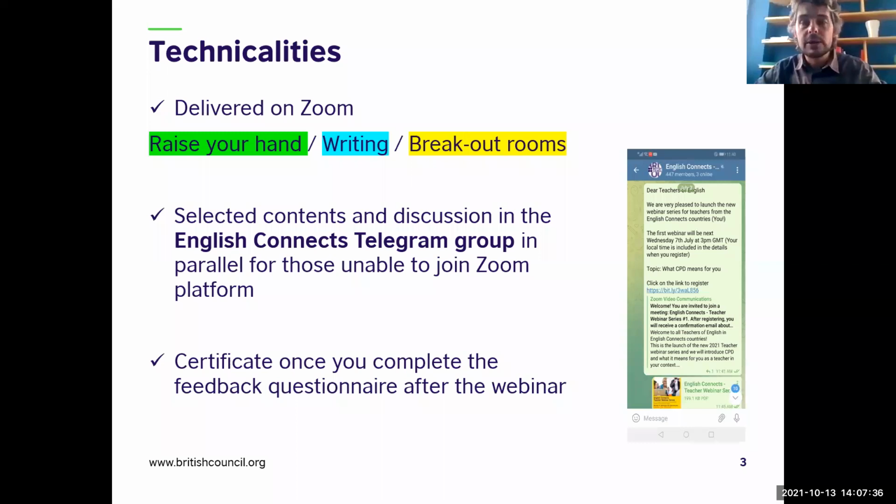We will also be sharing some of the content in the Telegram group in parallel, so we're going to be doing that live and getting some feedback from participants who are joining in the Telegram group as well.